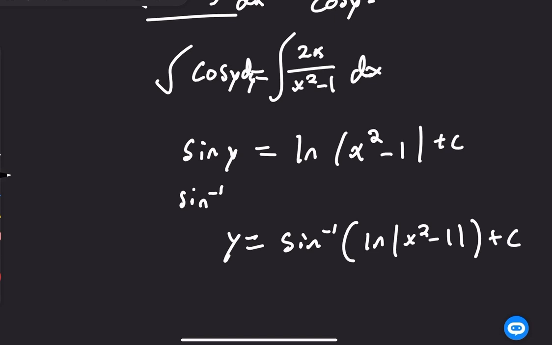Now the c can be on the inside or the outside because it's a constant value and it's just going to change with that, and it'll just move the graph up or down. Either one's right, but in general you can put it on the outside or the inside.